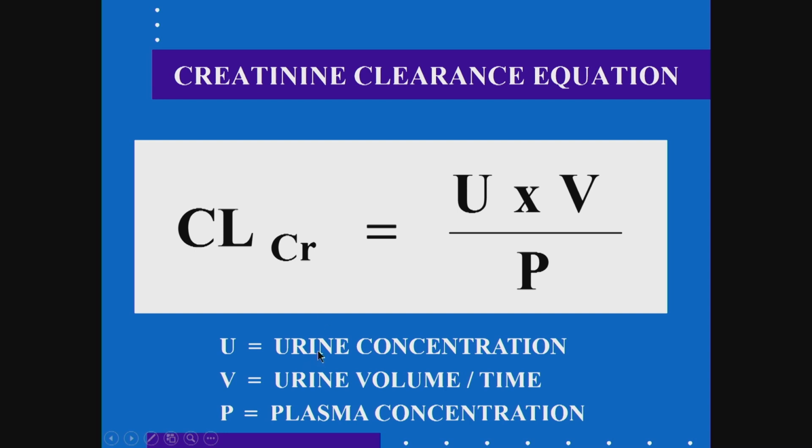determines what the creatinine clearance is in that context. So U refers to the urine concentration of the drug, or rather of creatinine in this case. V is the urine volume produced over a period of time. Typically, the creatinine clearance requires a 24-hour urine collection. So this is really a urine formation rate. And then P standing for plasma concentration of creatinine.